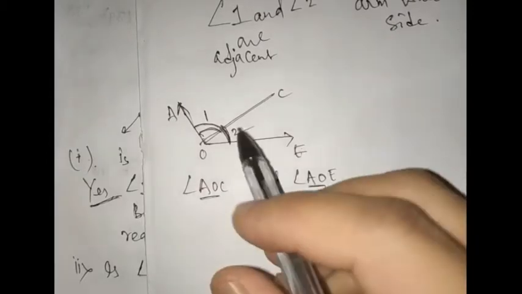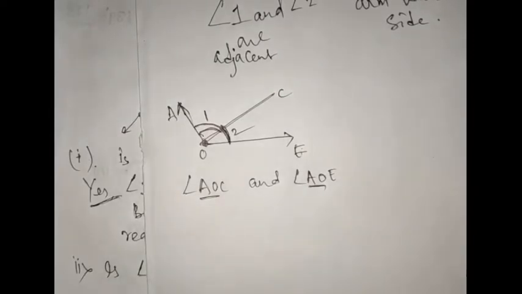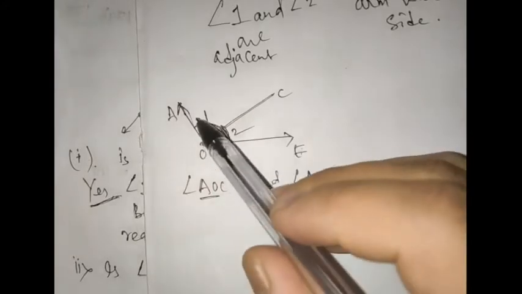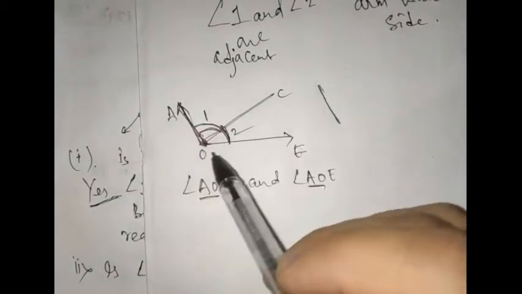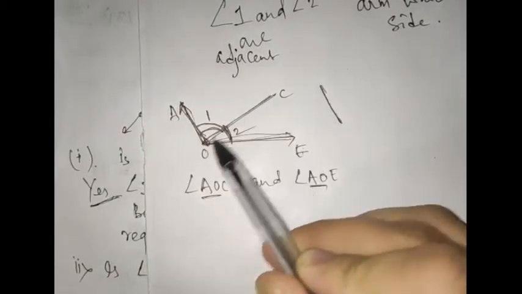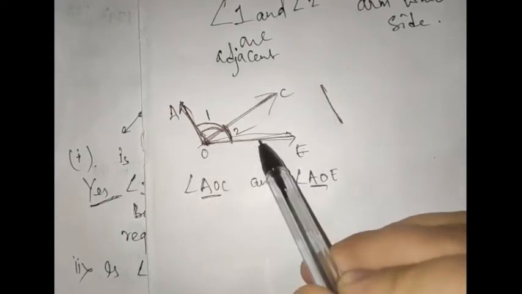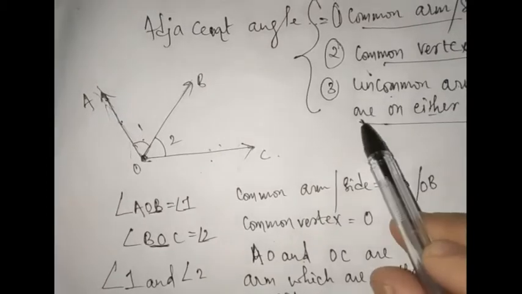Another thing, common vertex. Yes, all are meeting at O. But another important thing which you have to consider is the uncommon arms. What are the uncommon arms here? So AO is the common arm here, right? And what are the uncommon arms? They are OE and OC. They are not on either side. They are in between the common arm. So this is not getting fulfilled. Alright, the third condition is not getting fulfilled, which is that uncommon arms should be on either side.